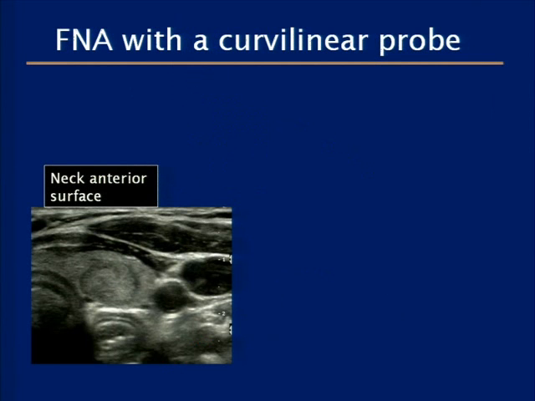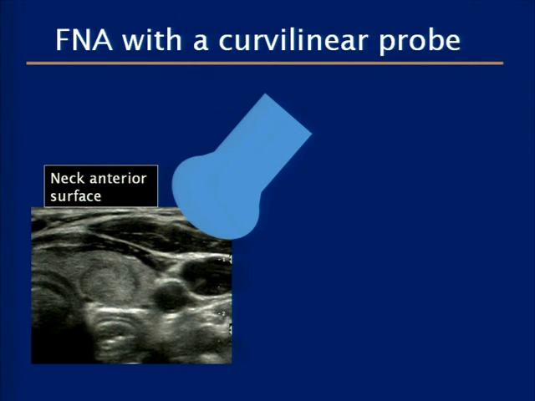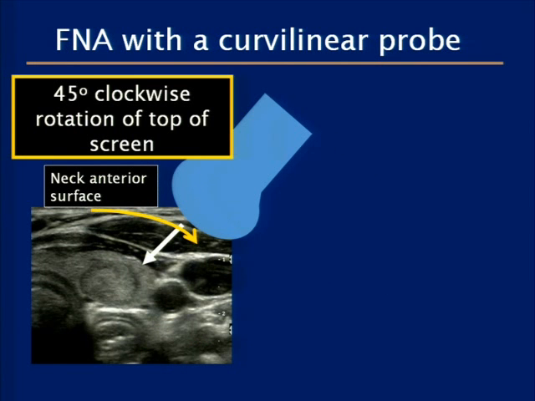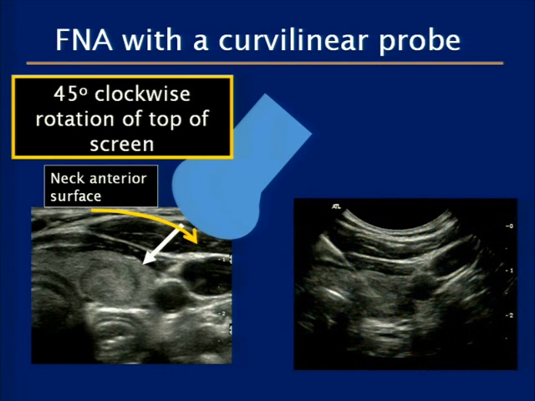So here's an example of an FNA with a curvilinear probe. You can see the nodule here. The probe is on the side of the nodule, and then you can see the needle within the plane throughout. But it does rotate. Even though your needle's coming in right from the skin, on your screen it comes in from the side of the screen, and it takes a little bit of getting used to.